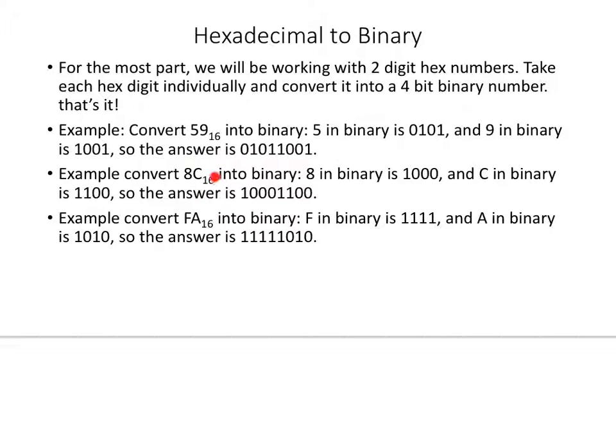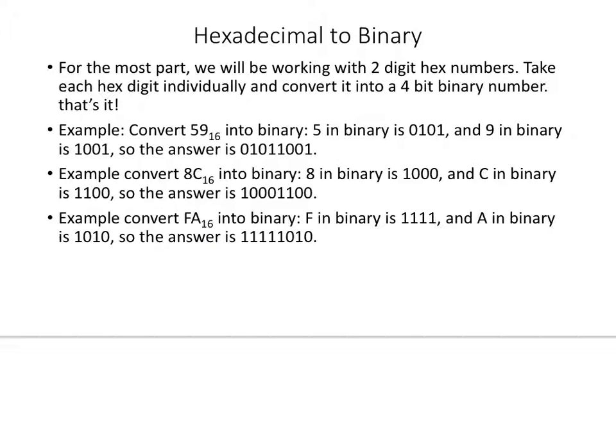Here's the next one, 8C. Okay, 4 bits for each number. We take the 8, and that is 1000 in binary. And then C, remember C is 12, so that's 1100. That's 1's place, 2's place, this 4's place, the 8's place, 8 and 4 is 12. Okay, so 8C is equivalent to 10001100.